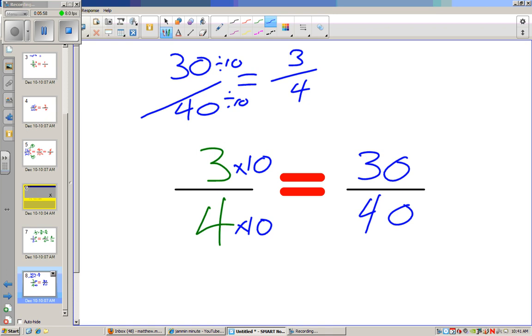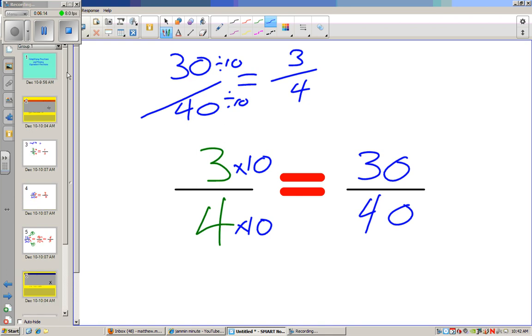But that's really all we have. So I hope this makes sense to you. Hope you understand. Remember, you have to make sure you do the same action to the top and the bottom numbers in the fraction. Simplifying, you're going to divide. We want to get to the smallest possible numbers. And finding equivalent fractions, we can go both ways as long as we do both actions.